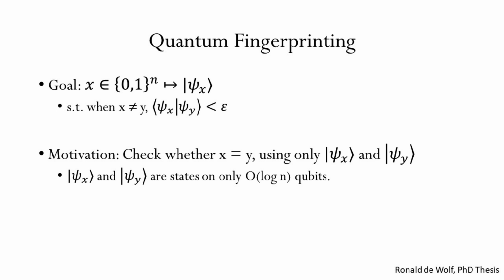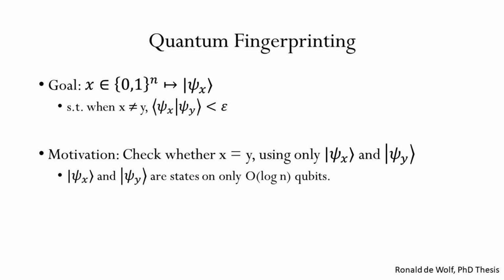As I've said, we will use these quantum states to compare the bit strings x and y. The reason this is interesting is that psi x and psi y use only O(log n) qubits, whereas x and y are n bit strings. If you're familiar with it, this is like hashing. We will call psi x the fingerprint of bit string x.